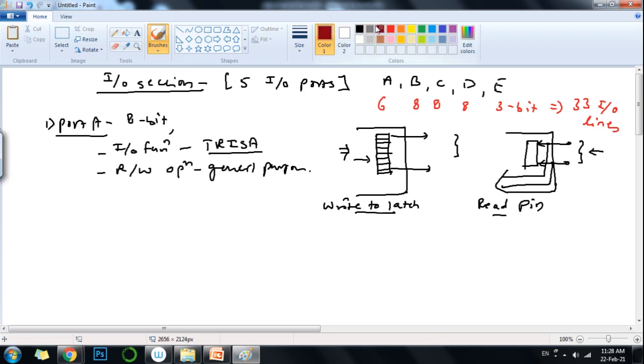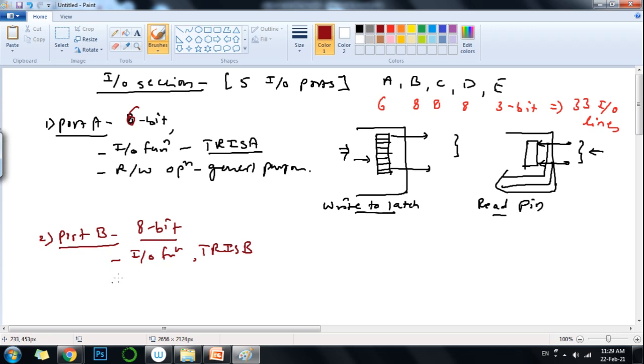Now we'll go to port B. Port B was also available in your previous microcontroller. It's an 8-bit port. Port A is a 6-bit port, right? Port B is an 8-bit port. Associated with that, as you know, for deciding the I/O function there is a TRIS B register available. You can configure the port as input or output with the help of this.